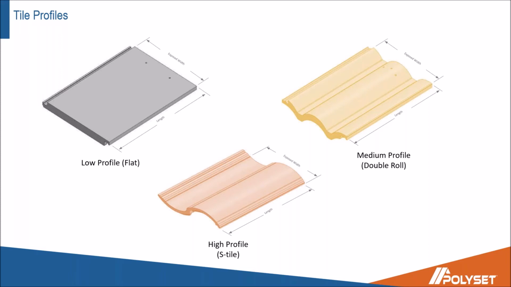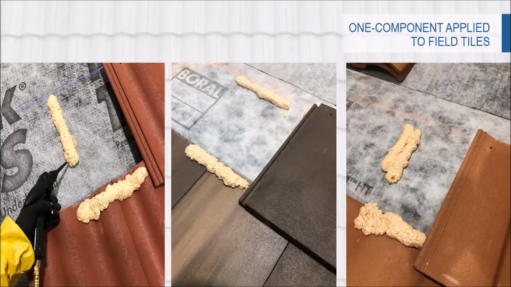You have what's called a flat or low profile tile. You have a medium profile tile, or some people refer to that as a double roll. Then you have your high profile tile, or some people refer to that as an S tile or high barrel tile. So it's important to first understand what you spec that job for, because the applications are going to be different per that profile of tile.